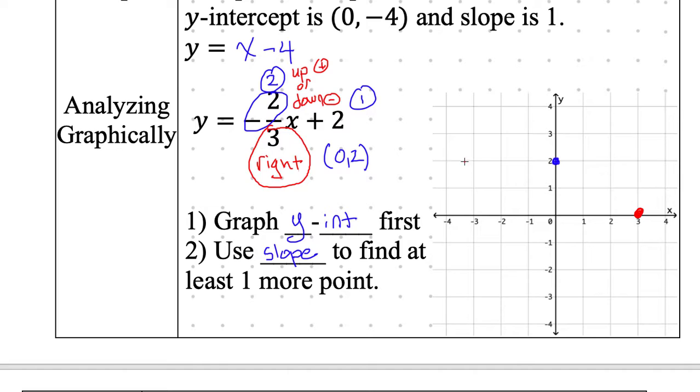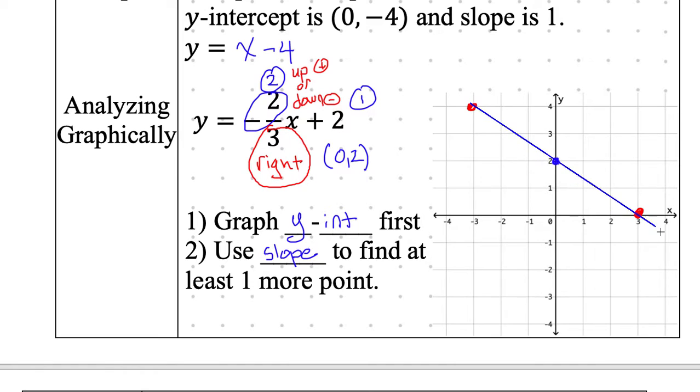Pay attention. All right, so of course I can do the inverse of that. Instead of going right 3 down 2, I can go left 3 up 2. So left 2, 3, up 1, 2, and I can get this point right here. Again, the more points that you have on your graph, the better. And there's my graph.